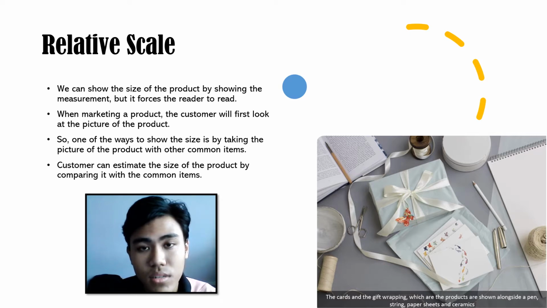In this way, customers can estimate the size of the product by comparing it with common household items such as pencils, pens, car keys, pottery, etc. For example, the picture on the left shows the cards and the gift wrapping, which are the products, being taken alongside a pen, string, paper sheets, and ceramics. In the picture, we can see that the length of the gift card is equal to the length of the pencil, so the customer can estimate the size of the card, which is the product, without looking at the website.